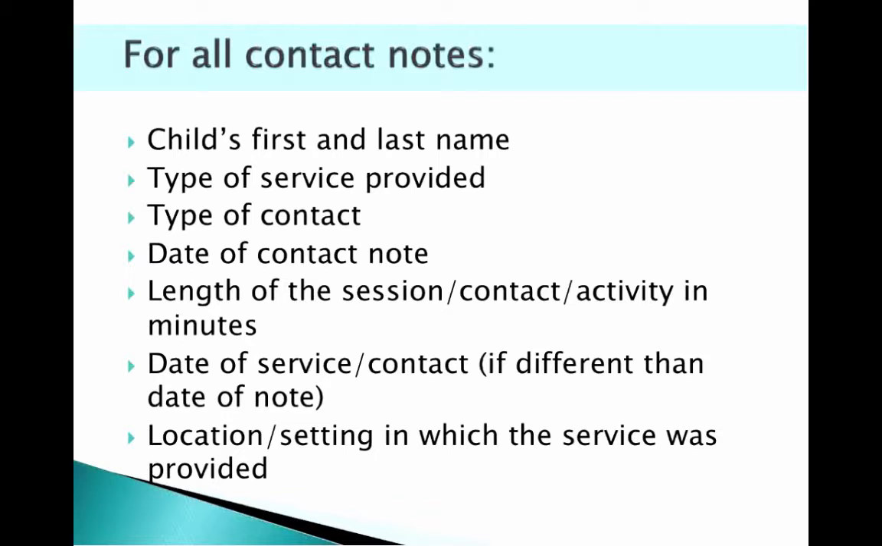All contact notes must include the child's first and last name, the type of service provided, the date the contact note was written, the length of the session, contact or activity in minutes, the date of the service or the contact, if it's different than the date of the note, and the location in which the service was provided. Location or setting can be listed with a separate prompt or included in the narrative.